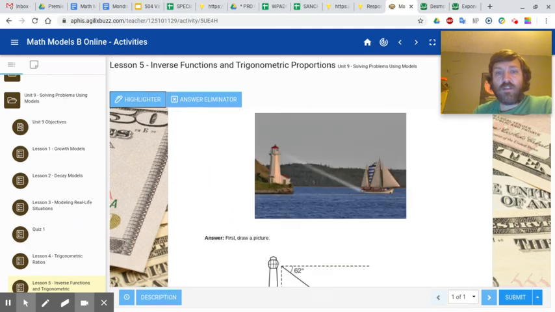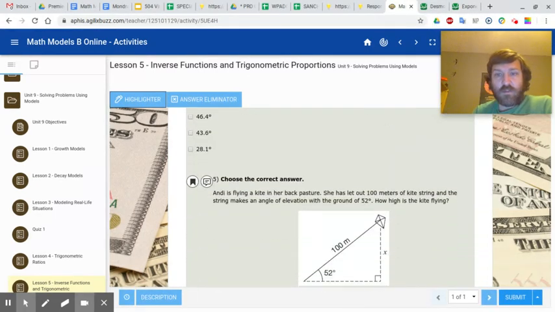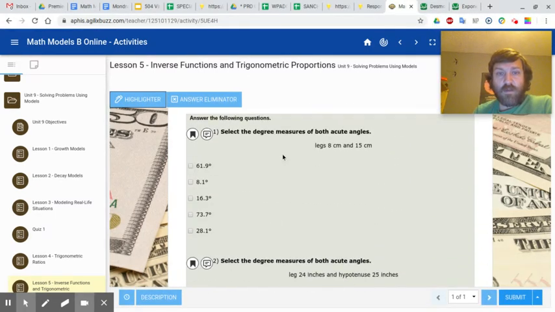And so I'm going to just jump down here to the bottom and talk through a little bit about how this is going to go. So the first few questions, quite a few, it says select the degree measures of both acute angles. So this wants us to check two boxes for each of the two angles. In other words, we know that the legs are 8 and 15, and they want to know what are the measures of these angles? Because obviously we know this is a 90-degree angle. We don't need to find this, but we're finding these two angles.